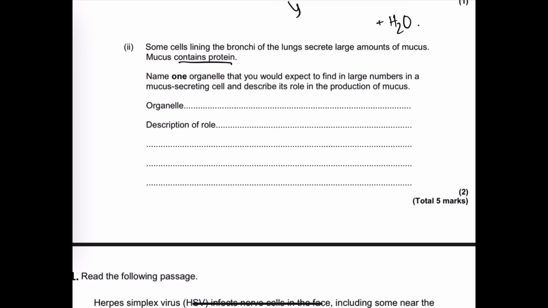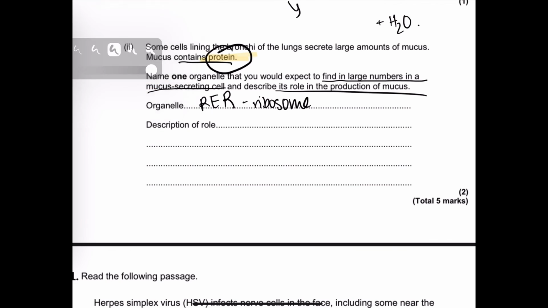So 2(i), some cells lining the bronchi of the lungs secrete a large amount of mucus, and mucus contains protein. Name one organelle that you'll find in large numbers in a mucus-secreting cell. One thing that you can find is rough endoplasmic reticulum or even ribosomes. This is already known because we saw that it has protein. The fact that it has protein means that it needs somewhere to make the polypeptide, and that is the role: to make the protein and form the peptide bonds so that it can actually be used by the cell.